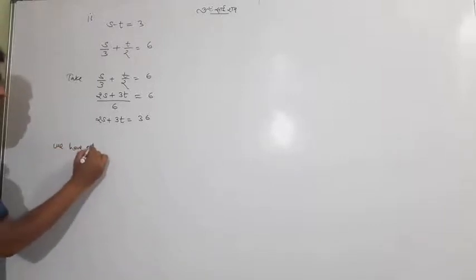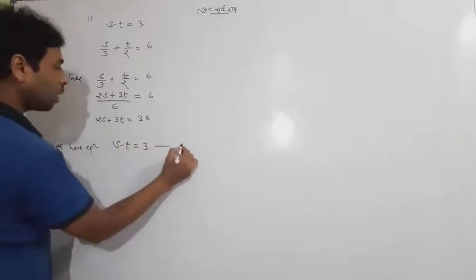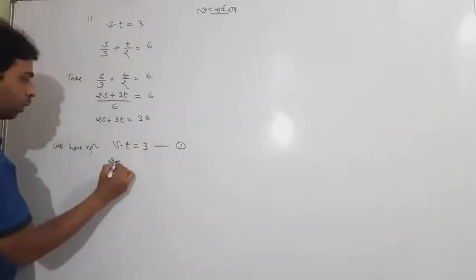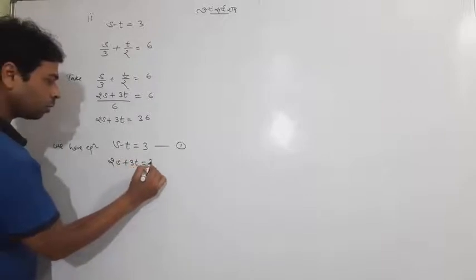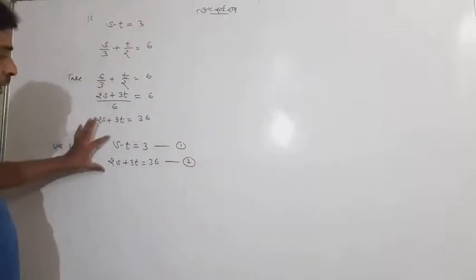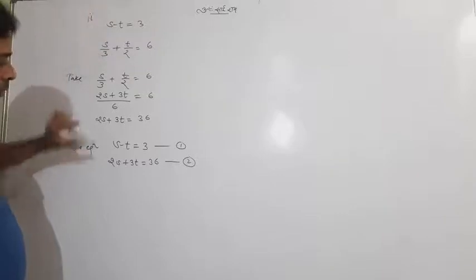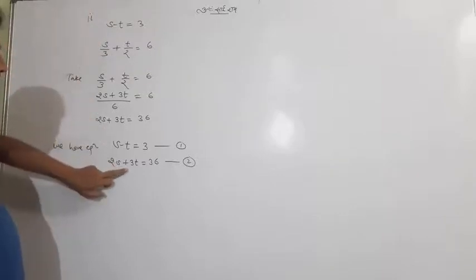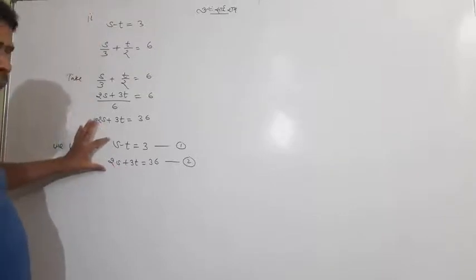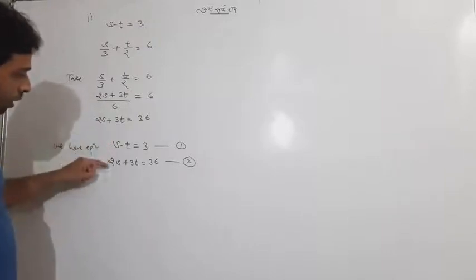Which equations do we have now? s minus t is equal to 3, which is equation number 1, and 2s plus 3t is equal to 36, which is equation number 2. Now you have to treat these 2 equations. Initially these equations were given, and now we have changed the second one to this. Now we have 2 equations and we'll deal with them. As I taught you, take whichever equation you feel is easy.